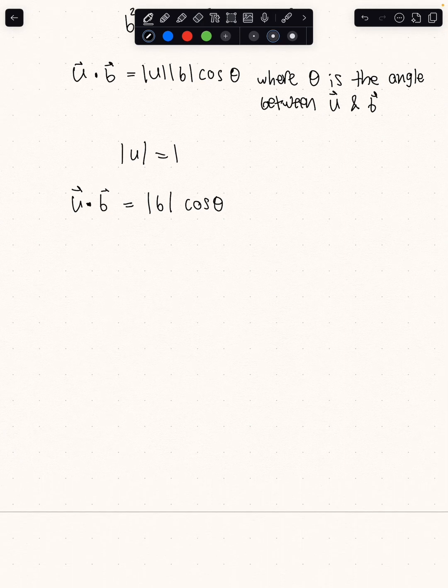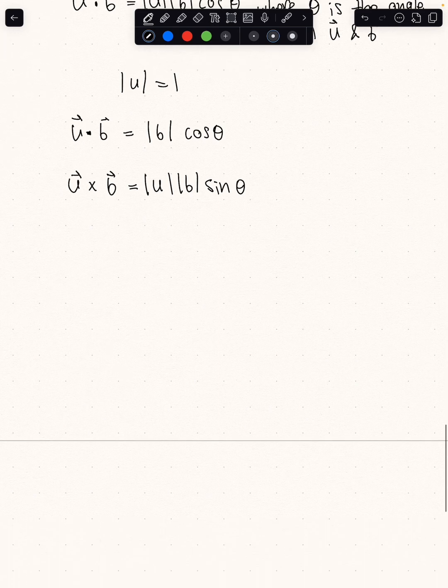And now evaluating U cross B, this is going to be equal to the length of U times the length of B times the sine of the angle between them. Again, U is just a length of 1 because it's a unit vector. So this goes to the length of B sine theta.